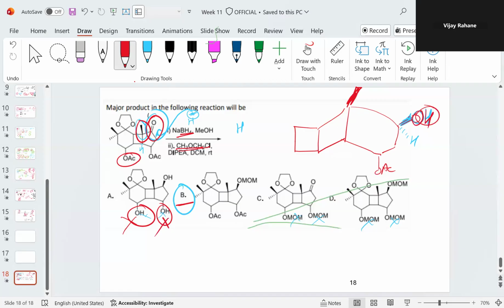Also, all other options are in a similar manner. The last step that we have given here, the protection, we have added just simple DIPEA. So in that case also there is no possibility of acetyl deprotection and further protection by this MOM chloride. Therefore option B here is the most correct option, only if you focus on the stereochemistry, because the backside attack happens on this carbon center due to the presence of this methyl group on the beta side. So option B here is the correct option.